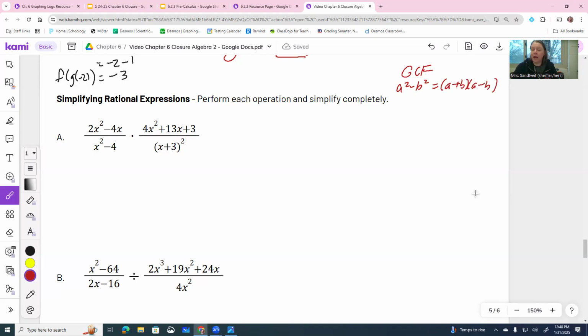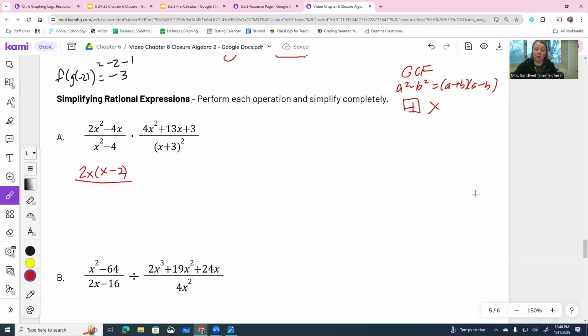And then usually it's like, okay, let's box and diamond. So looking at this, I do have a common factor of 2x. 2 goes into both of these and x. So this is 2x times, and then I'm thinking 2x times what is 2x to the second? That's an x. 2x times what is 4x? That's 2.